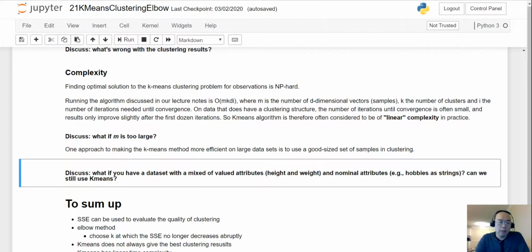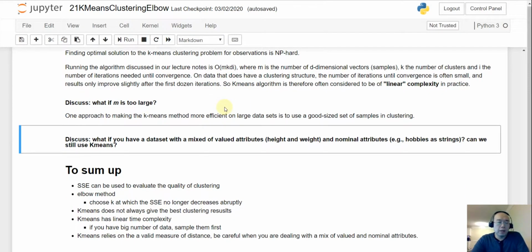Okay, a very quick sum up. The SSE can be used to evaluate the quality of the clustering. And remember, we want to do the elbow method. When we track the drops of the SSE, we will see at the very first there is a very quick drop, and then after a point the SSE is still dropping, but the drop rate is much slower. That turning point of k will be the point we want to pick.